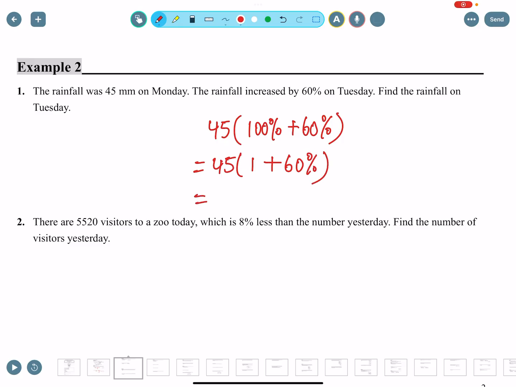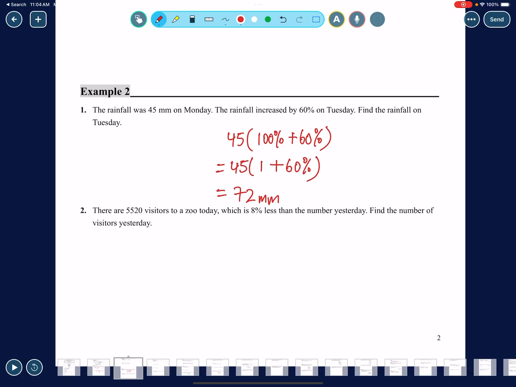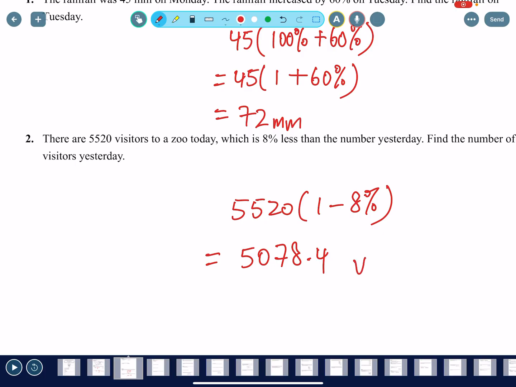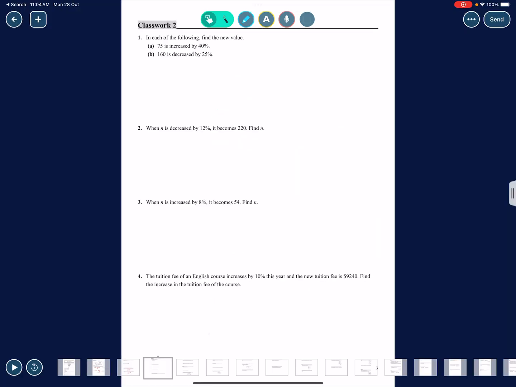So 45, you include the percentage here, is 72. So it's going to be 72 millimeters. How about less? So 5520, and if it's less, it's going to be 1 minus 8%. 5520 times 1 minus 8% is 5078.4 visitors. 0.4 feels so weird. All right, moving on.